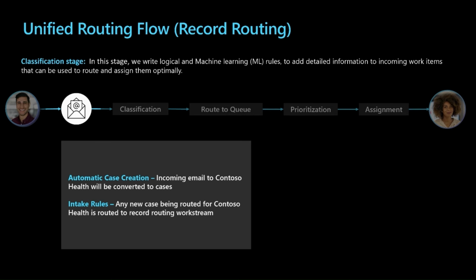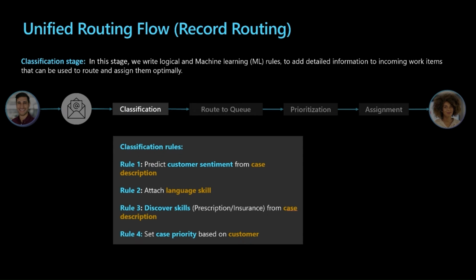As you can see, unified routing has the following stages: intake rule, classification, route to queue, and assignment. Any incoming email to Contoso Health is converted to cases, and in intake rule, conversation is identified as email and routed to the Contoso Health email workstream. In the classification stage, logical rules and machine learning models can be used to enrich the work item with further information that will be used downstream in identifying the best queue and agent. We can here write rules to attach language skills, set case priority, and predict customer sentiments.